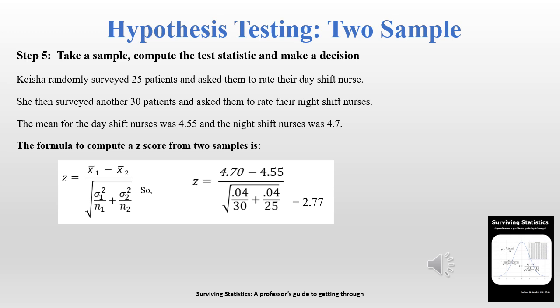So we see the formula for computing the Z-score. It is simply the sample 1 mean minus sample 2 mean. We'll typically use the larger mean as sample 1 just so that we don't end up with a negative value. Then we divide that by the square roots of the variance and the sample sizes. We then end up with a computed Z-score of 2.77.